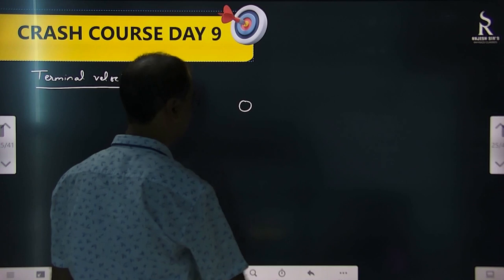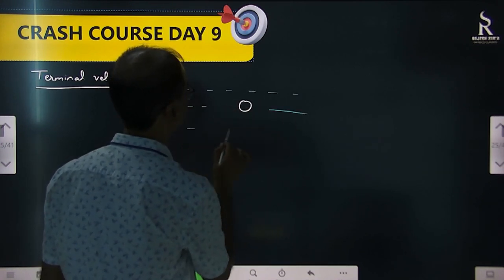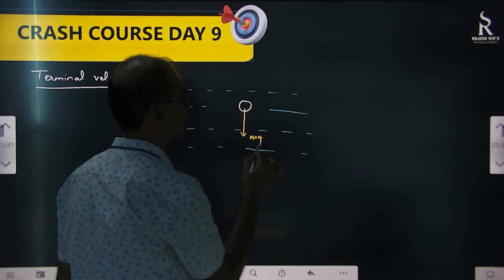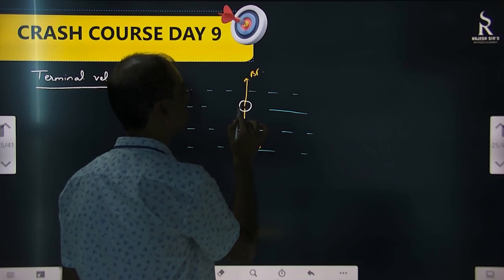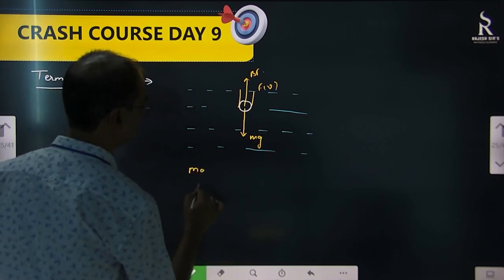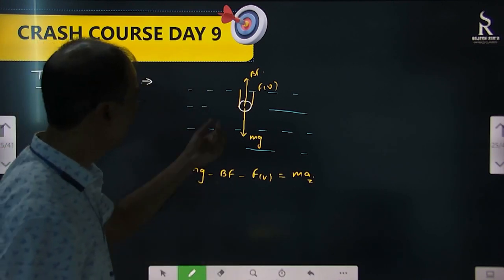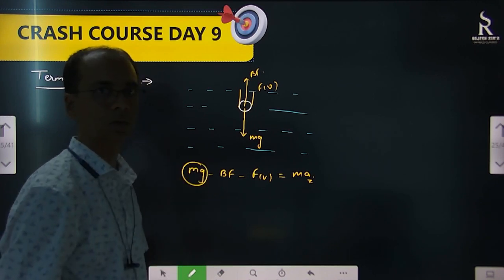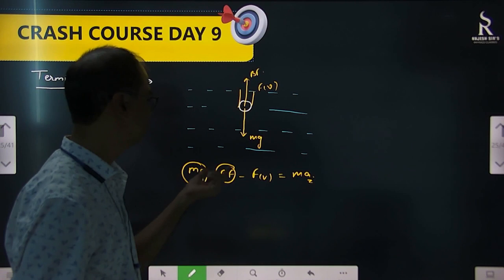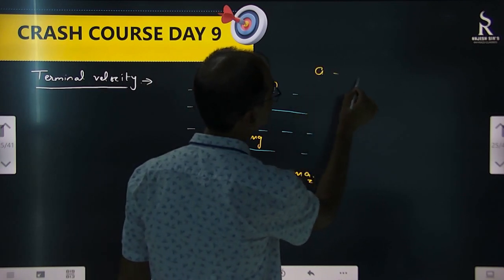If this is inside the liquid and sinking, what forces are acting on it? There is weight acting down, there is obviously buoyancy force acting, and there is viscous force also. But still it is accelerating. So mg minus buoyancy force minus viscous force equals ma. Now as it is going down, is the weight changing? No. Is the buoyancy force changing? No, because it's already inside, so the volume displaced is equal and density is not changing. So these two are constant. But this one is increasing. Why? Because acceleration means velocity is going up.